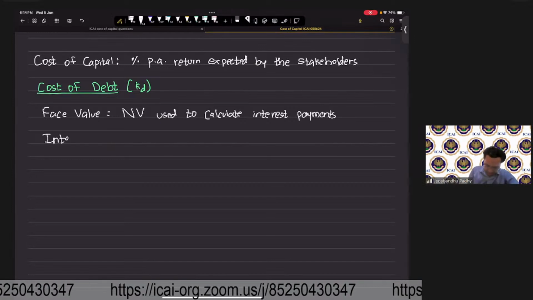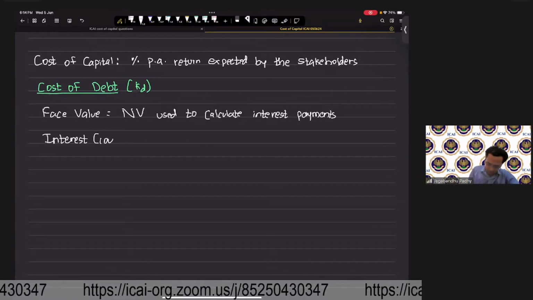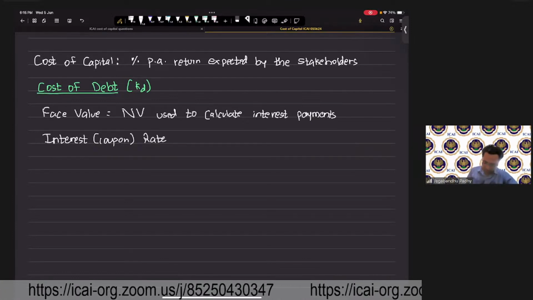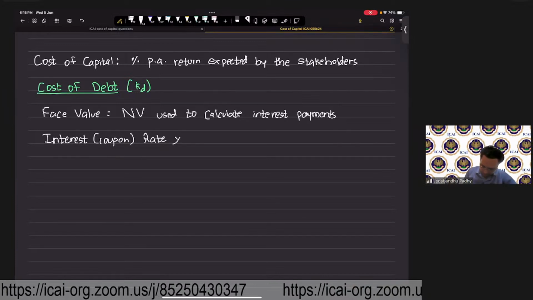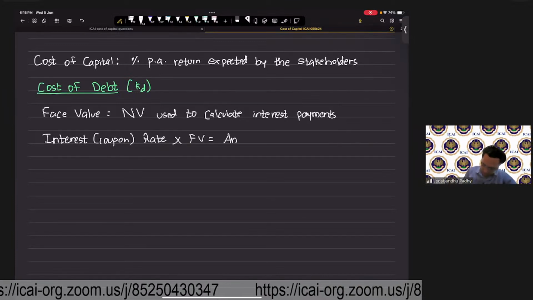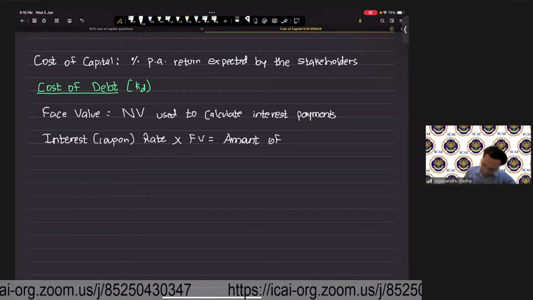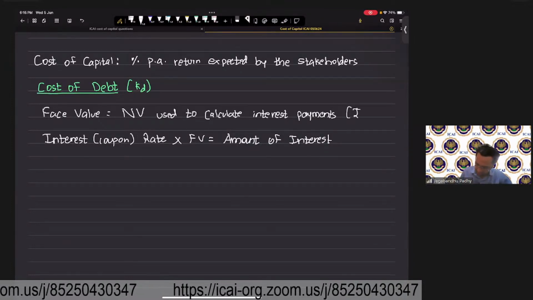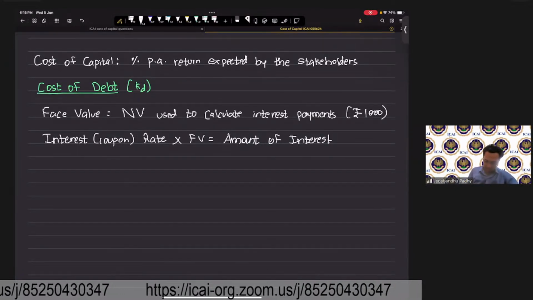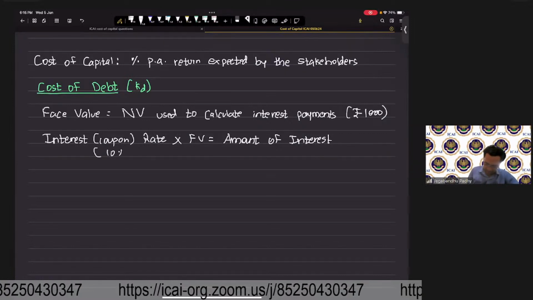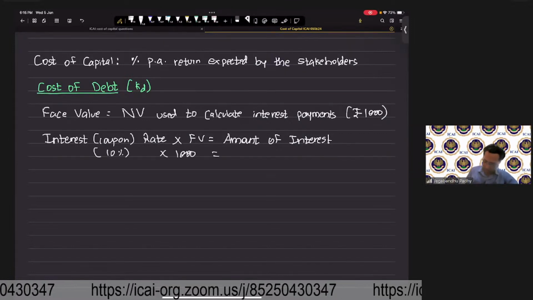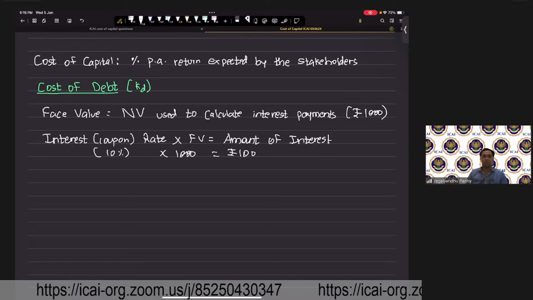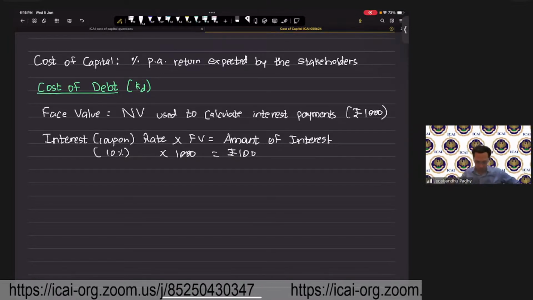And then we have interest, or what we call the coupon also. So the interest or coupon rate will be given to you. That rate multiplied by face value is going to give you the amount of interest. If a typical company is issuing debentures, let's say at a face value of 1,000, and it has promised a coupon rate of, let's say, 10%, of course that 10% multiplied by 1,000 will be the amount of interest that the company is going to pay every year as a coupon payment to its debenture holders.